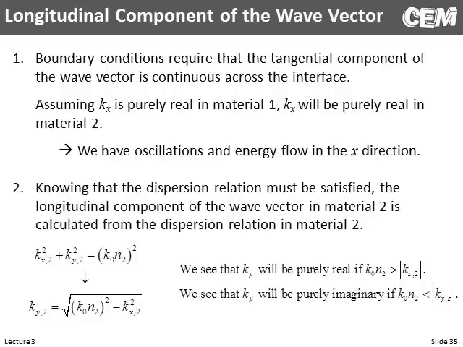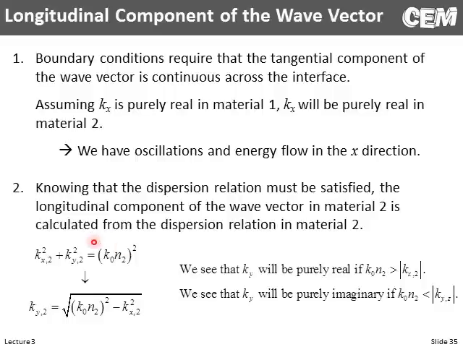So how do we get that longitudinal component? We get it from the dispersion relation, right? Because inside a material, the magnitude of K is fixed. So we know one component, the transverse component, that's the same everywhere. So it's the longitudinal component that changes throughout your problem. And we calculate that from the dispersion relation.